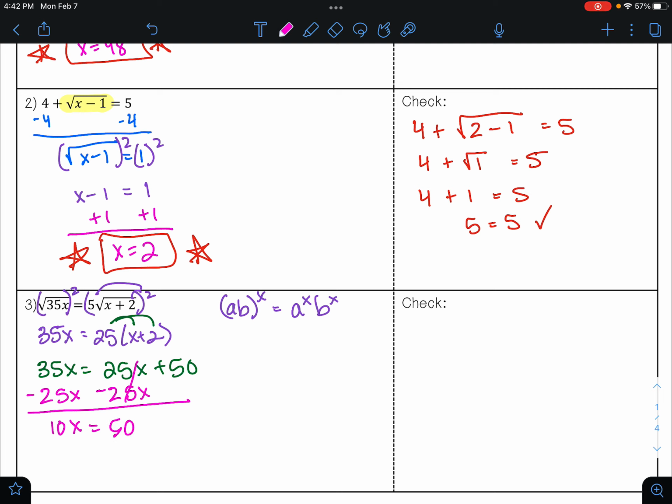Oops. Write that a little bit better. There we go. To undo multiplication, I'll do division and get that x is equal to 5.